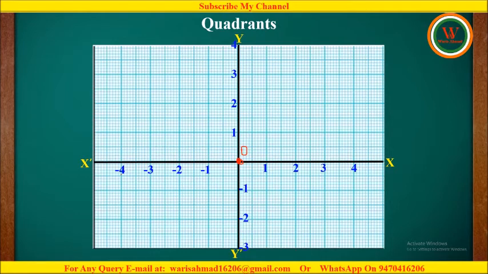Now let us see, suppose we have the very first point here. The coordinate of this point will be 4 and 3. So here we can write 4 comma 3. So this is the coordinate of this point. Similarly, if we consider a second point here, then the coordinate of this point will be -2 and 3. So here we can write -2 and 3.